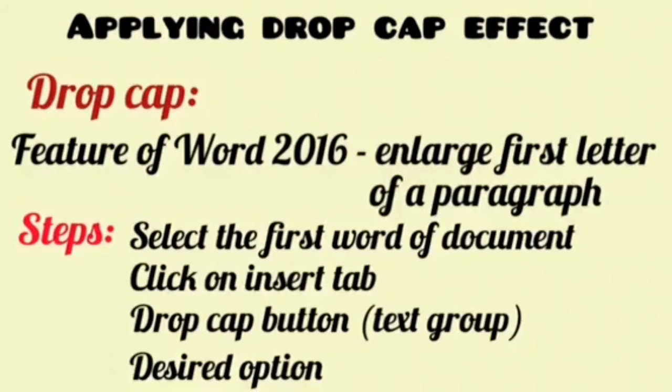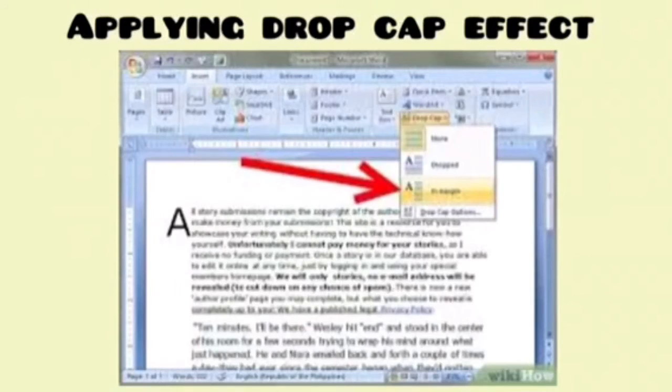Steps. First, you have to select the first word of the document. Click on the Insert tab. In the Insert tab, under the text group, you have this drop cap button. You can see it in this picture as well. You can see many options. When you click on this drop cap button, you have to select the desired option, how your text should look, and click on that. Once you do this, the first letter of the paragraph will be enlarged.